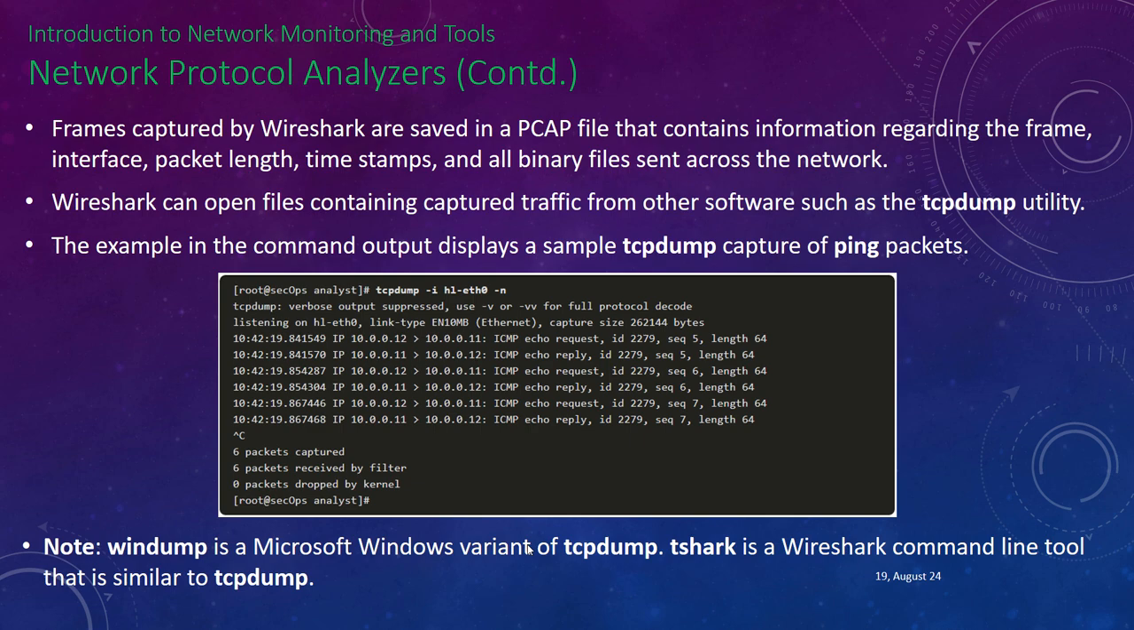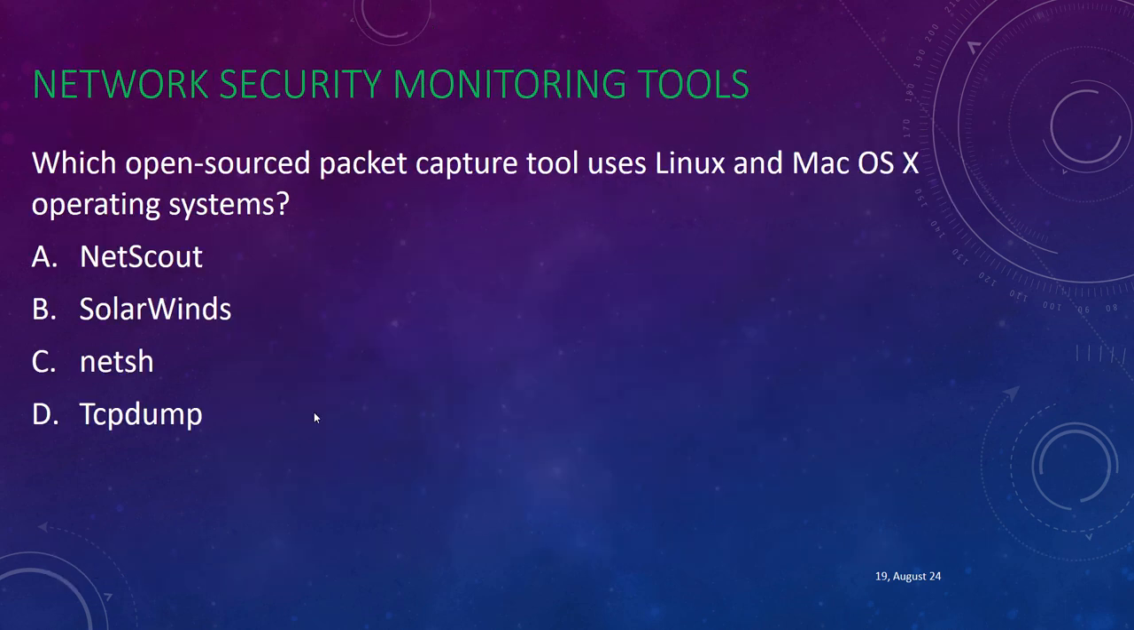For example, in the command output, we display samples of tcpdump, a ping packet. This is a ping packet from tcpdump that I just captured. You have to know that WinDump is the Microsoft Windows variant of tcpdump, so we don't actually have a tcpdump utility on Windows. As well, we have TShark, a Wireshark command line tool that is similar to tcpdump. So Windows doesn't have the tcpdump utility, right? With these little explanations, we'll come back to our question.